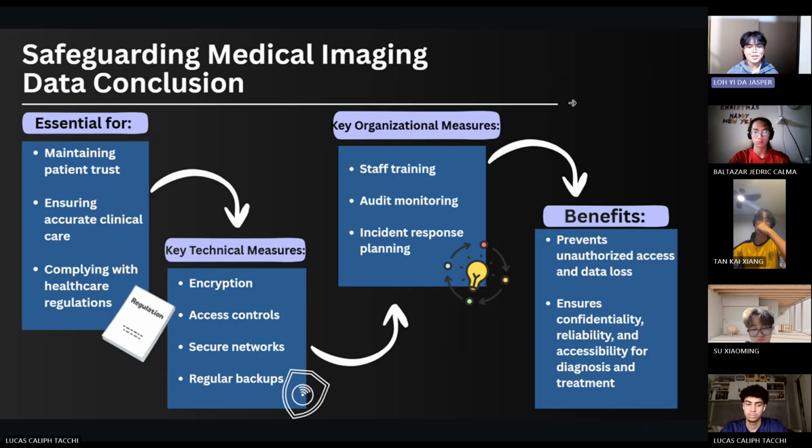In conclusion, protecting medical imaging data is crucial for preserving patient privacy, maintaining trust, and supporting accurate clinical decision making. By combining strong security measures with continuous monitoring and effective incident response planning, healthcare providers can safeguard CT imaging data throughout its life cycle while delivering safe and reliable patient care.